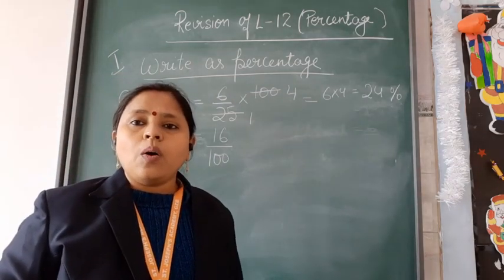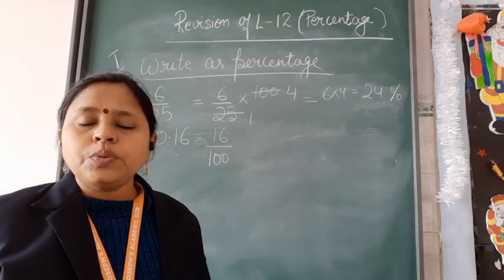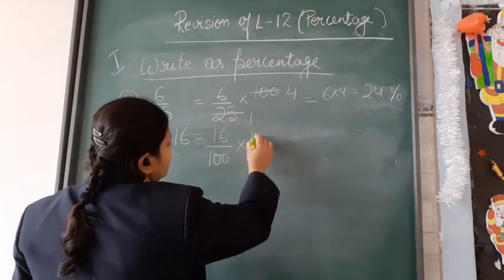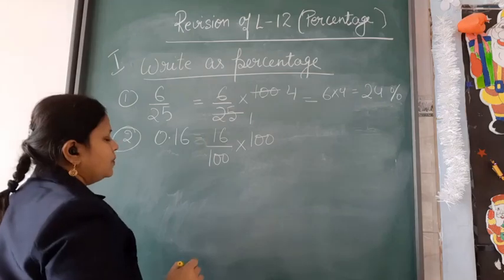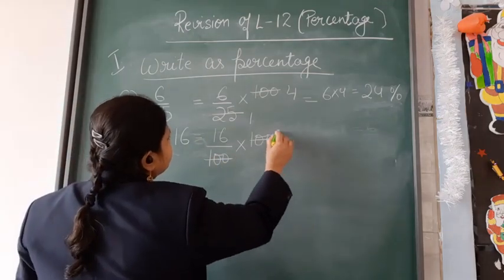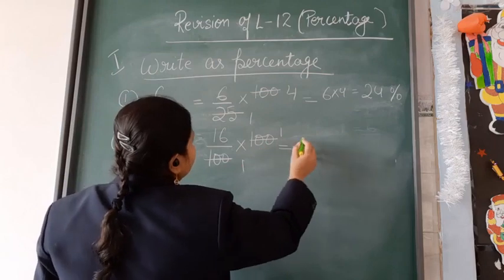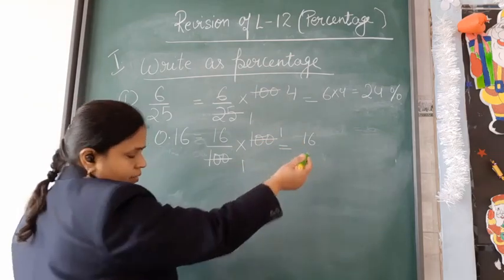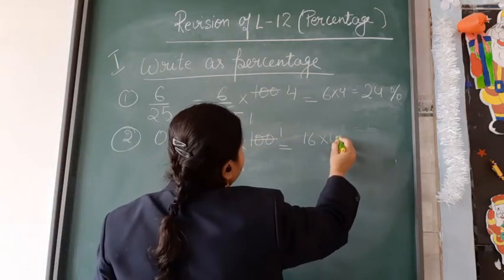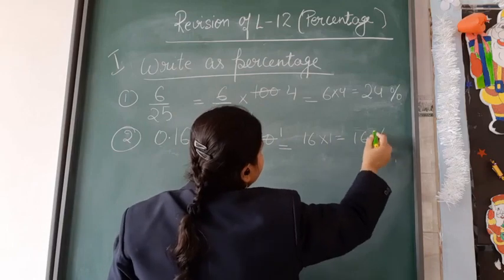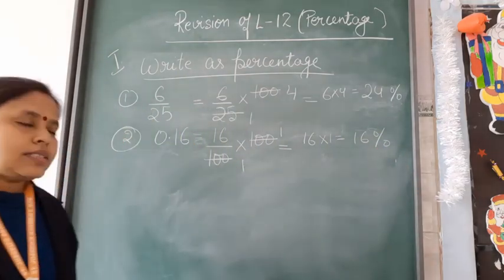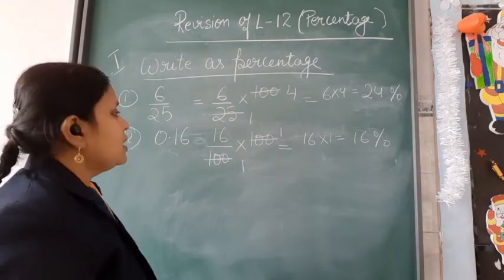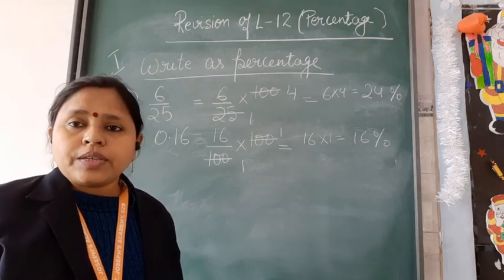And now what is the next thing that we are supposed to do? We will multiply it by 100 in order to change this fraction into percentage. So 100 divided by 100 is 1, and 100 divided by 100 is 1. What is left in the numerator? Only 16 multiplied by 1, which is 16%. So when 0.16 is written as percentage, it is equal to 16%. I hope you have understood this.